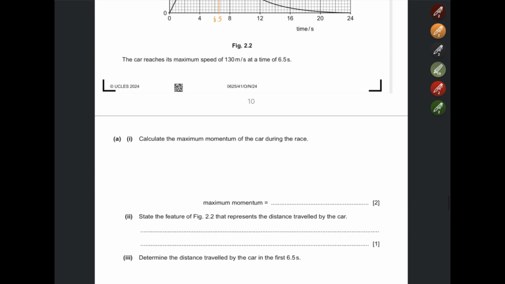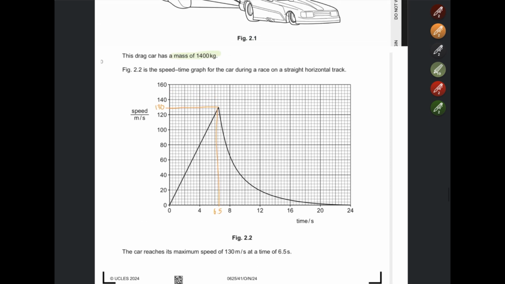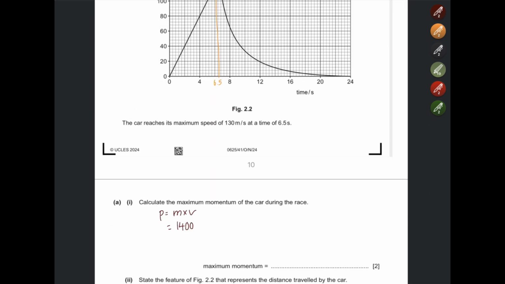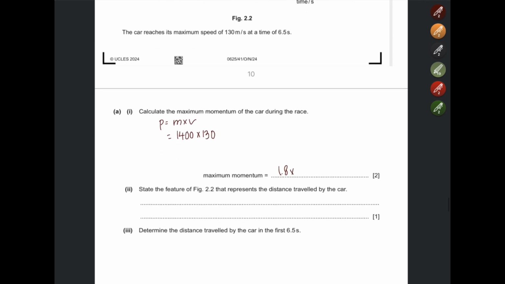Next, calculate the maximum momentum of the car during the race. So the formula for momentum is mass times velocity. Mass is 1,400 as mentioned there. To find the maximum momentum, you need the maximum speed, which is 130. So if you multiply that, we get 1.8 multiplied by 10 power 5 Newton second or kilogram meter per second.